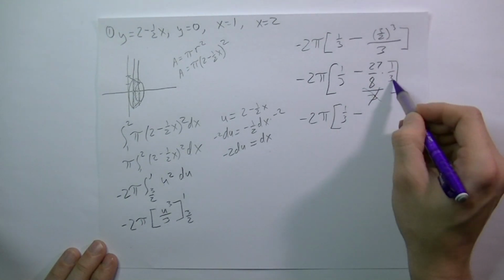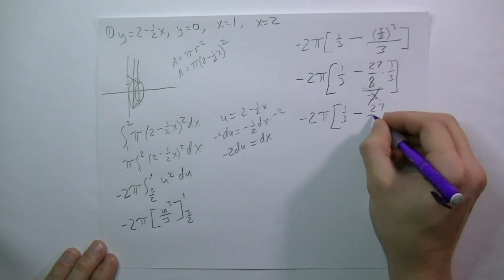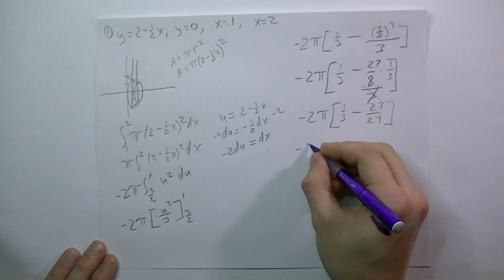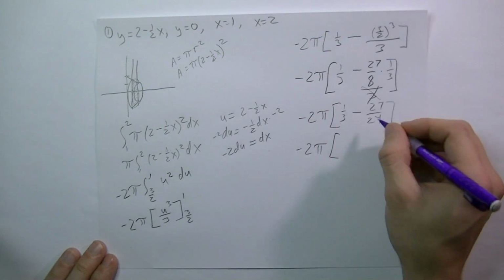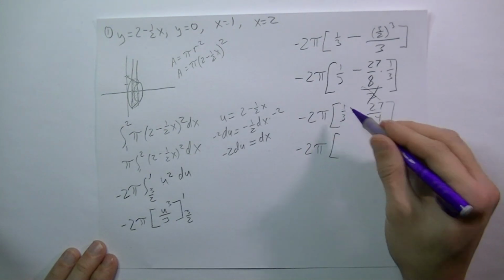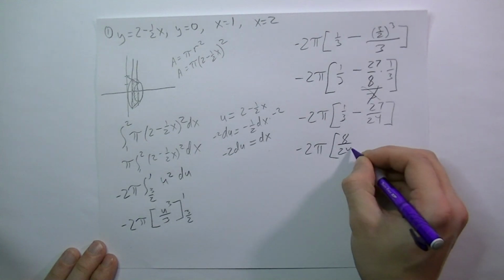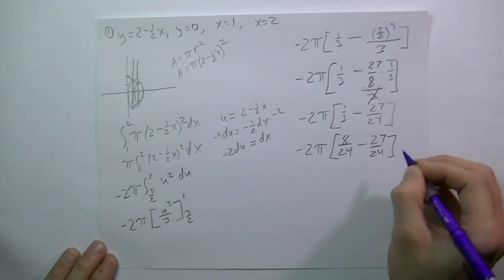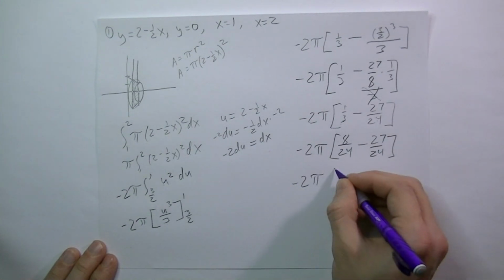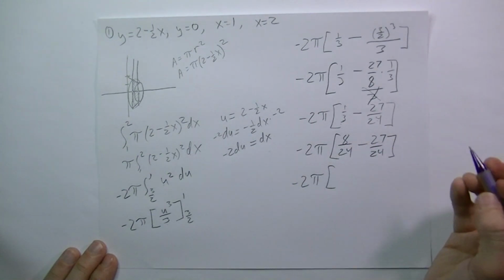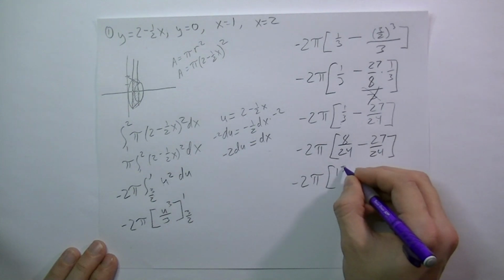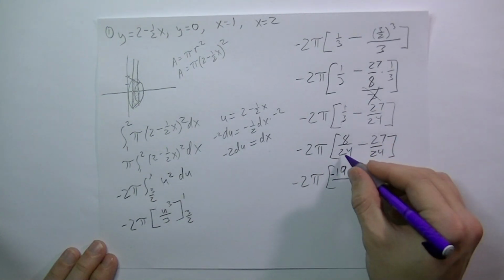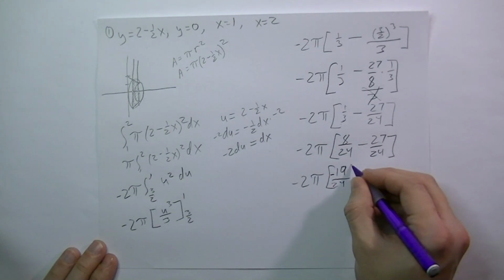Okay, 8 times 3 is 24, so I get 27 over 24. So I need a common denominator here, which will be 24. I need to multiply by 8. So 8 over 24 minus 27 over 24. And 8 minus 27 is negative 19. And 24 stays the same.